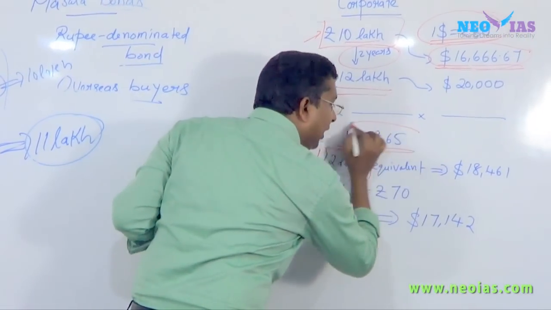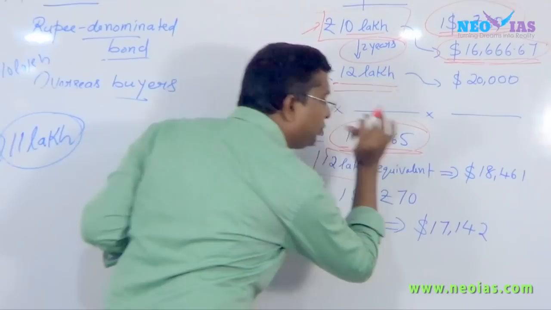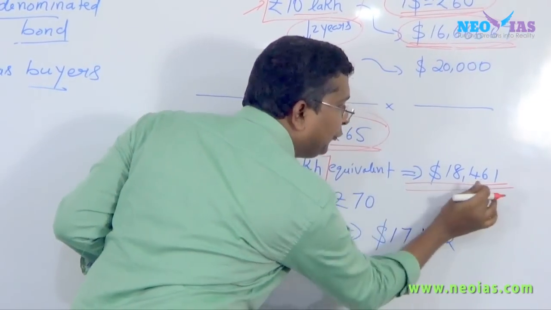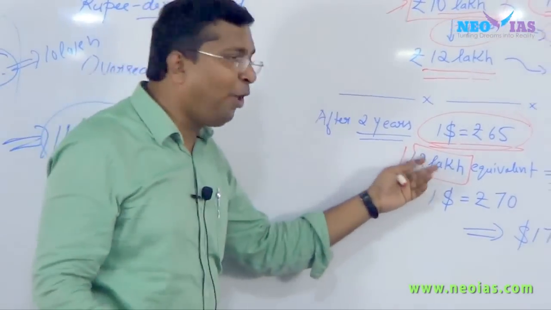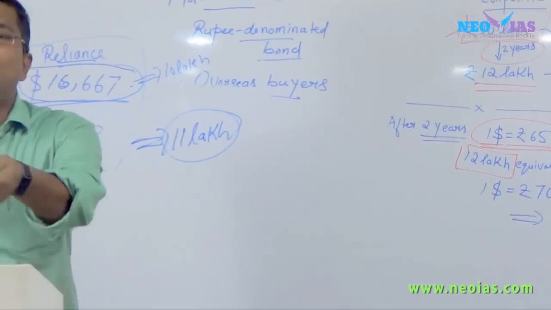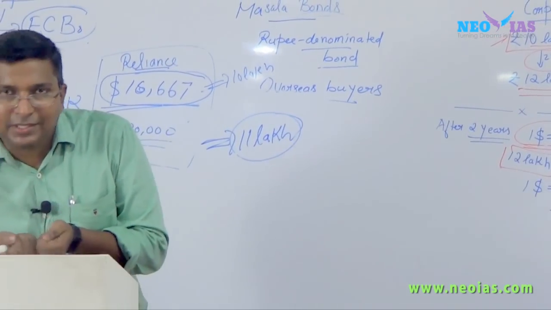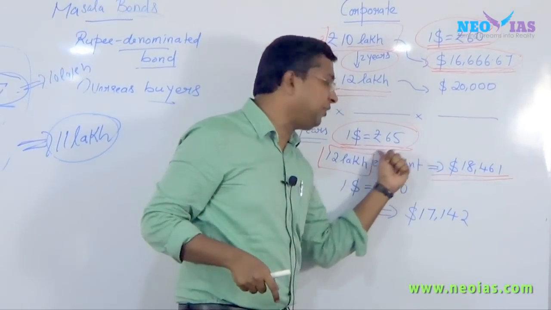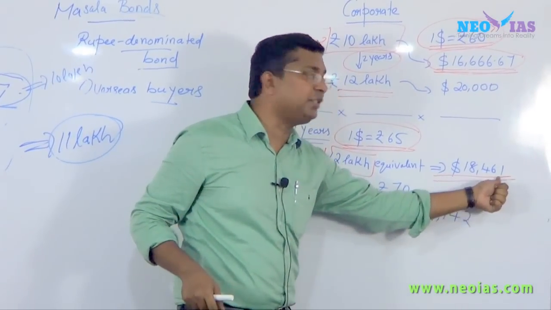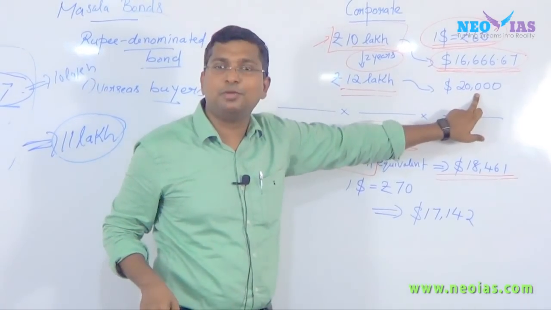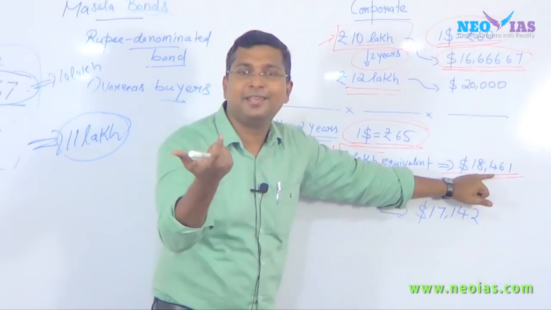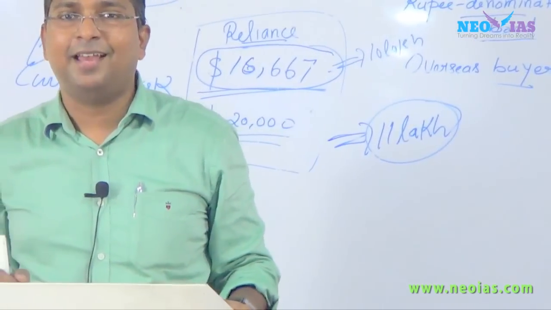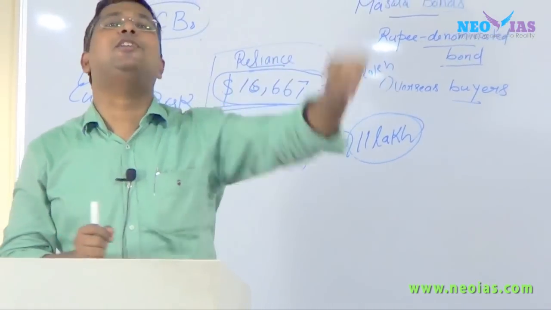Now since the Indian rupee has depreciated to 65, the 12 lakh equivalent is 18,461. The bond issuer, the Indian company, will be giving only 12 lakh. Now with this, what will this US investor do? He will convert this 12 lakh at 65 rupees per dollar, and he will get only 18,461. His expectation was he would get 20,000, but the rupee depreciated, so he is getting only 18,461.